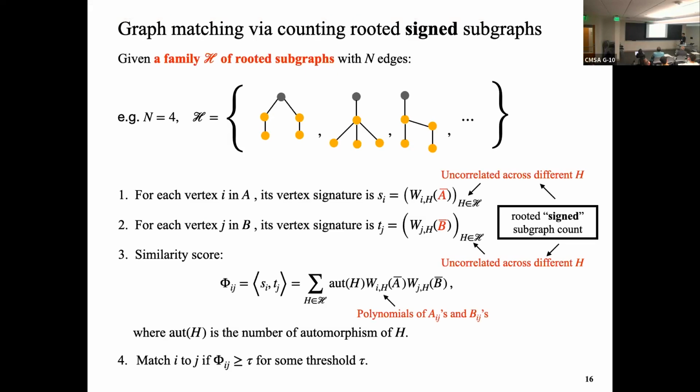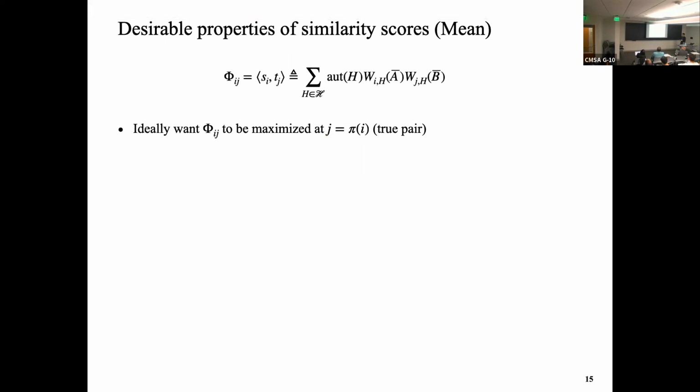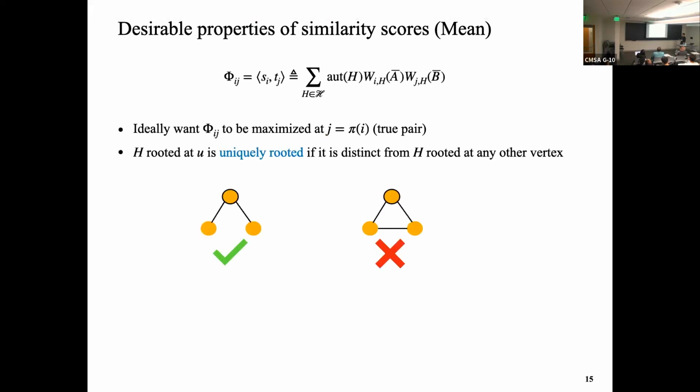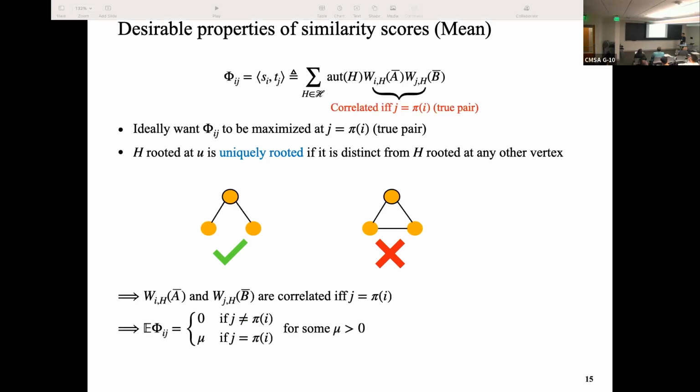Okay, so what type of desired properties should these signatures or similarity scores have? So I already mentioned that it should be high for true matches, for true pairs, and low for fake pairs, right? So at least this should be guaranteed, let's say at the expectation level. So on average, you should have a high score for true matches, maybe zero for fake pairs. Okay, and that's exactly what we seek to establish. So one thing you can show is that once you put a little bit of structure on these subgraphs, let's say they are uniquely rooted, you can ensure that it has the desired property that it is zero mean for fake pairs and positive mean for true pairs. And uniquely rooted simply means the following.